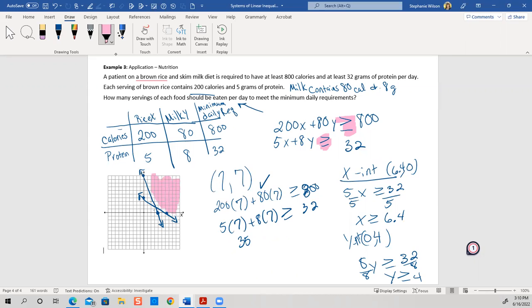The point where they actually cross and intersect, if you notice on your graphing calculator, it's going to be way better than what I came up with, but the actual answer is (3.2, 2). That is my corner point.